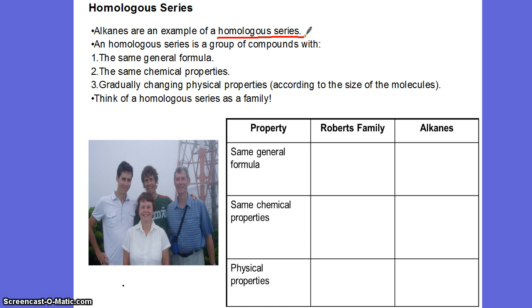When talking about them with my classes, I generally refer to them being like my family. My family, as you can see, the three males here, we do all look very similar. So the Roberts family, we look similar because we have very similar DNA. Okay, now how does that apply to alkanes?